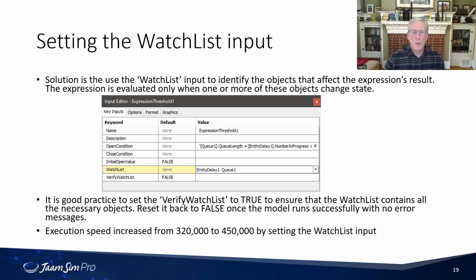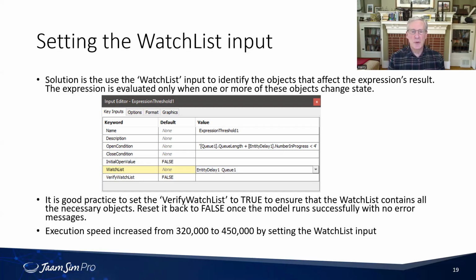Often with a complicated expression, you're wondering whether you've really identified all the objects that should be in the watch list. In which case, you set the verify watch list input to true, and then the model monitors both the watch list and it executes the condition at every event time. And if it changes state without the watch list activating it, then you'll get an error message.